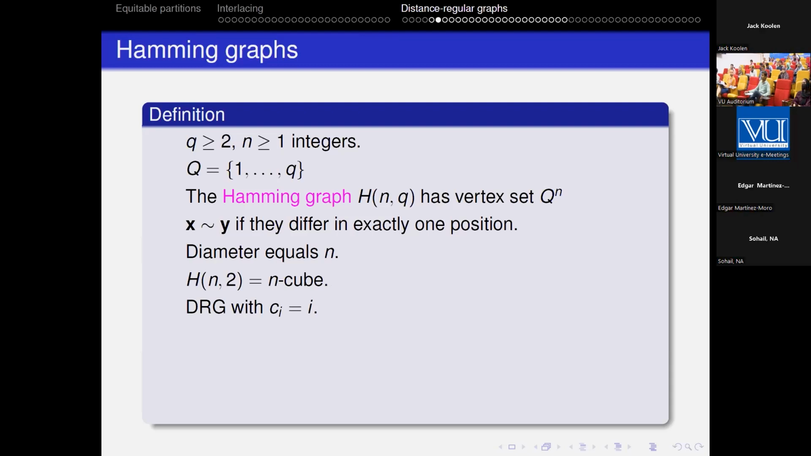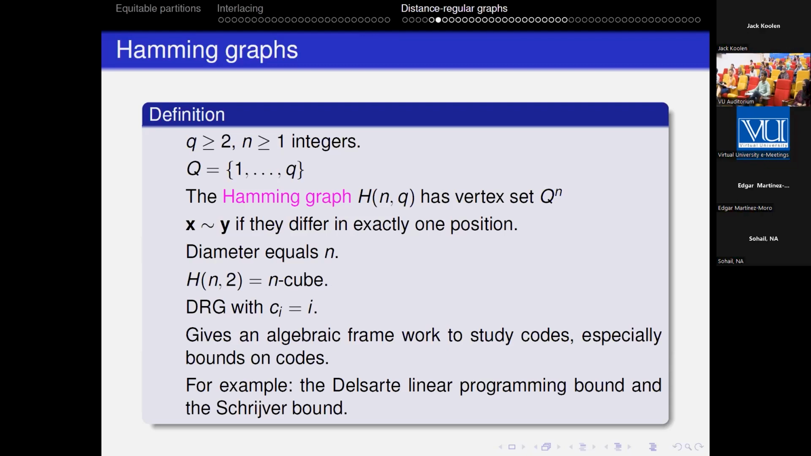If I take q is 2, then I get the n cube. And it's always this, with ci equal to i. This gives an algebraic framework to study codes, especially bounds on codes. For example, you get the Delsarte linear programming bound and the Schrijver bound.